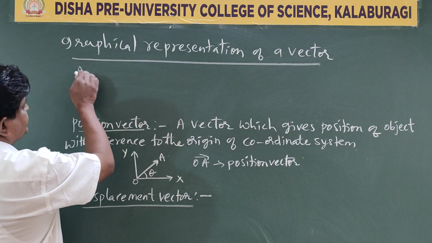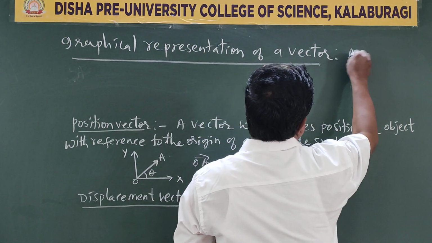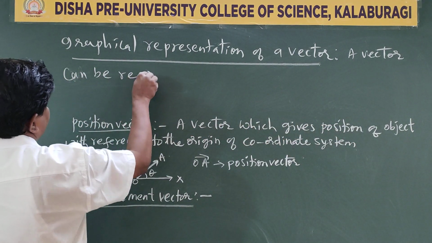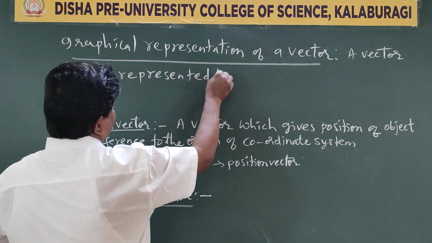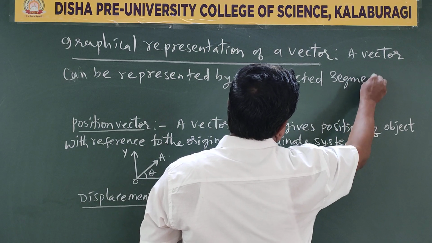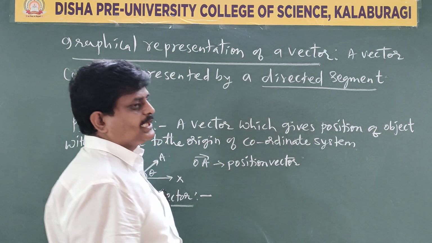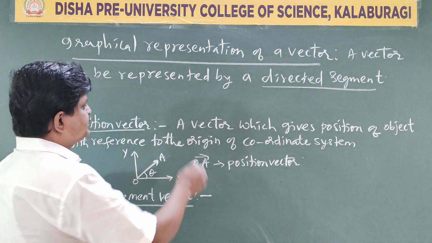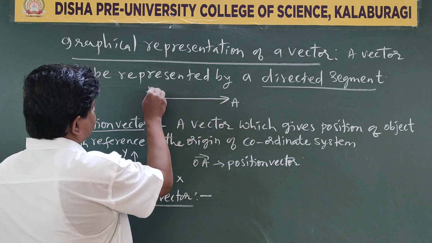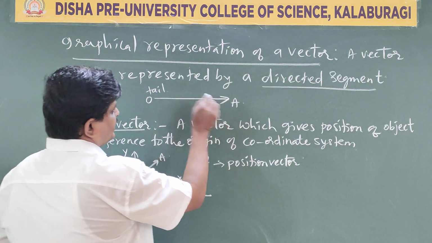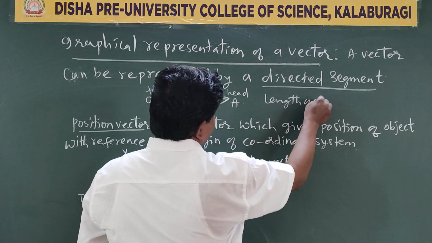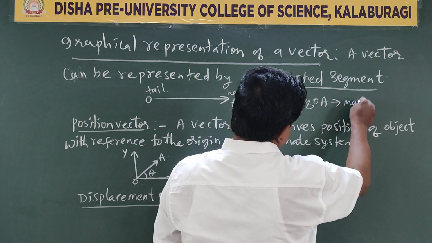A vector can be represented graphically by a directed segment. This is important. See, how a vector is represented graphically means using the directed segment. So what you can see in a directed segment, please? This is a directed segment. Here, O represents a point of start, which we call as a tail. Point of terminal, this we call as a head. So here, the length of OA represents what? Magnitude of a vector.